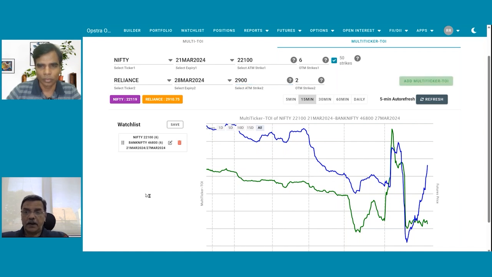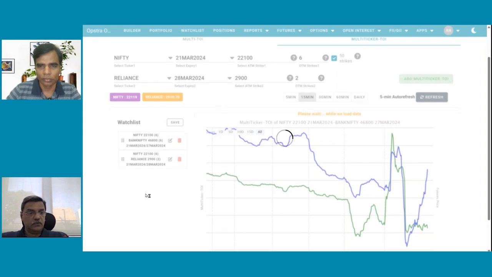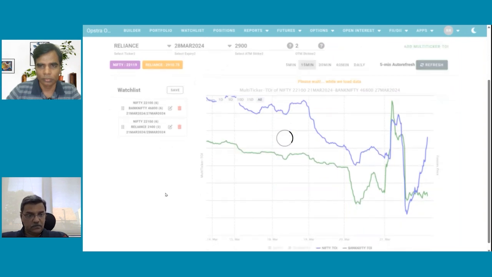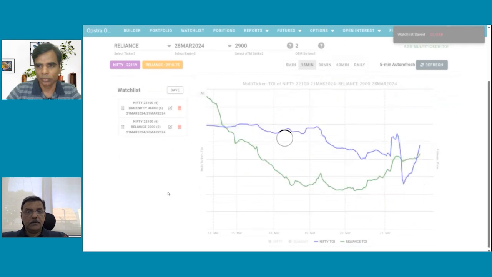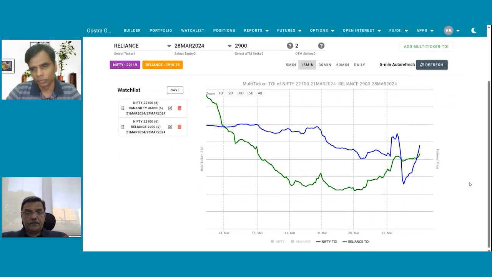You just have to click on add multi-ticker-TOI, and the new TOI comes lower. Yes. Here the green line is Reliance TOI, which we saw even in the last couple of days has been going up, and Nifty was dipping sharply. Here again, Reliance was not falling much. If you bring in only the Reliance chart, it is very clear that Reliance was not falling much.